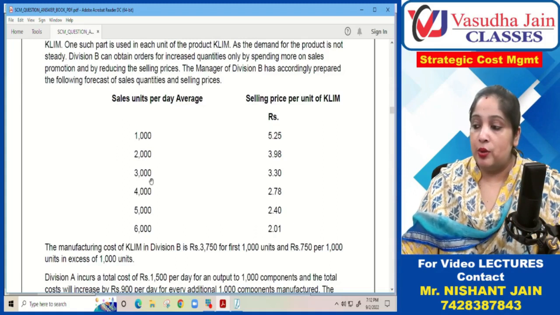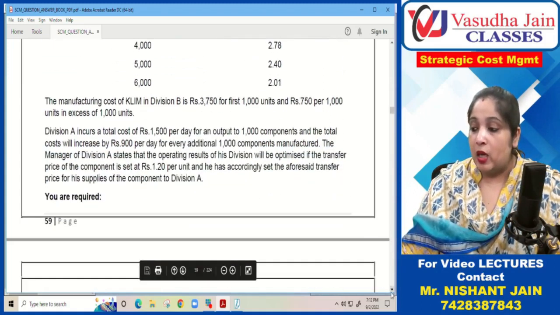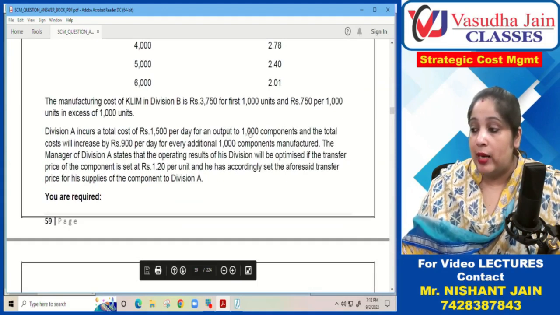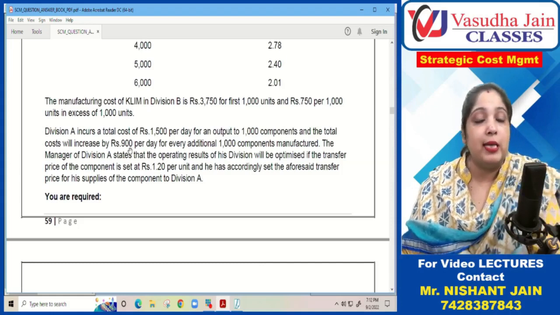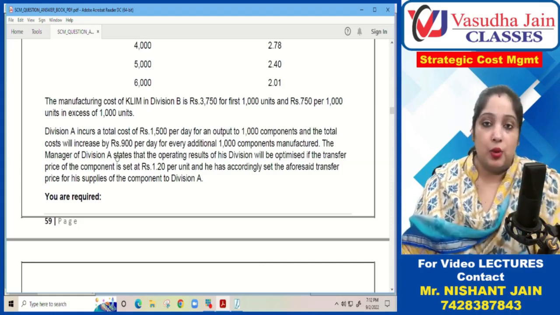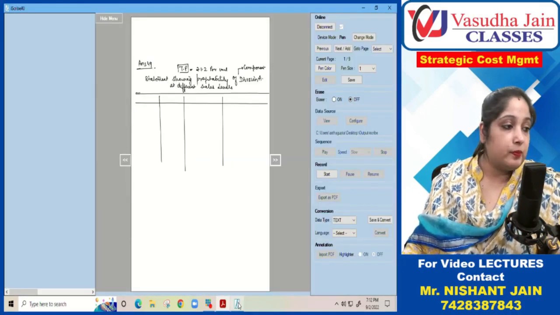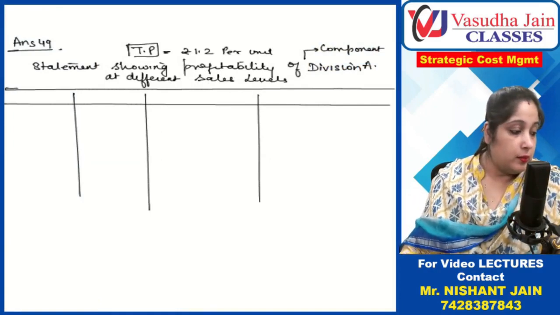So 1000, 2000, 3000, 4000, 5000, 6000, and also see the cost. Cost is 1500 rupees per day on 1000 units, and if you manufacture more than 1000 units, 900 rupees cost will increase for every additional 1000 units. So similarly I will use this information here. Very simple calculation it is. So please observe.